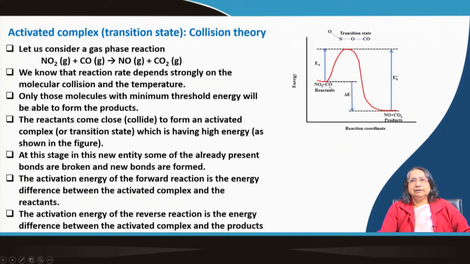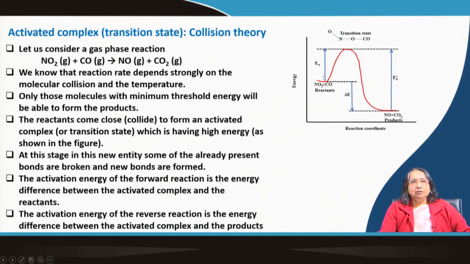So, when you consider the reactant going to product, then it is a forward reaction, and the activation energy of the forward reaction is the energy difference between the activated complex and the reactant. So, this is the energy E for the forward reaction.